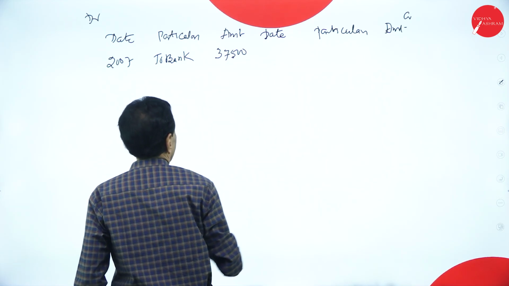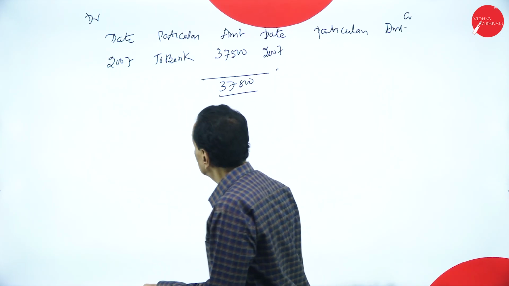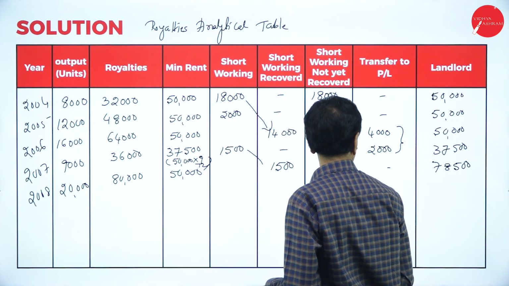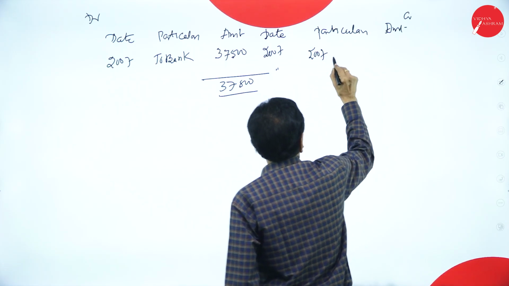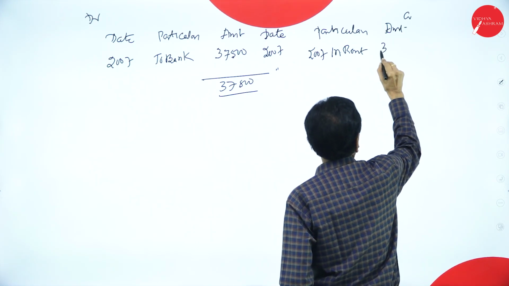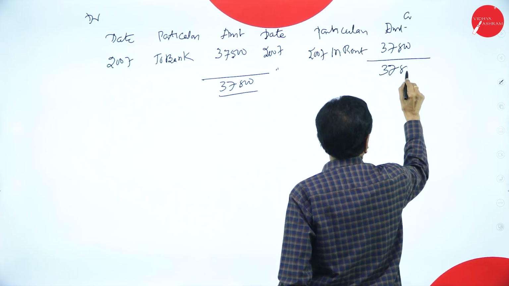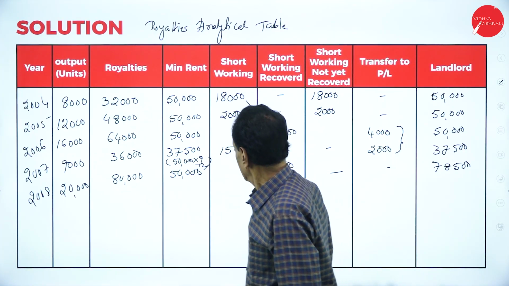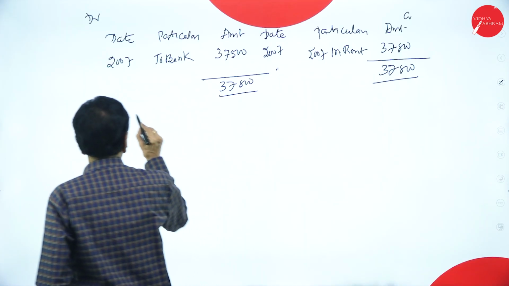37,500. We are paying in 2007. How much are you paying? 37,500. What is 37,500? That is the minimum rent. 2007 by minimum rent, 37,500. Last year, 2008, we are paying how much? 78,500. That is the royalty.